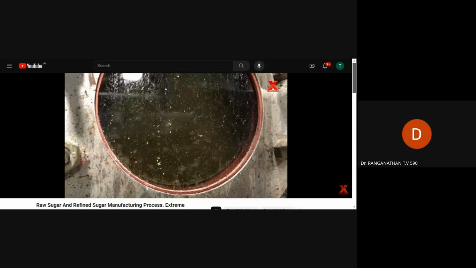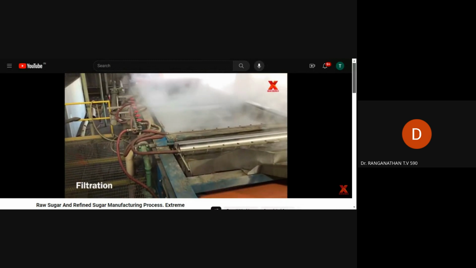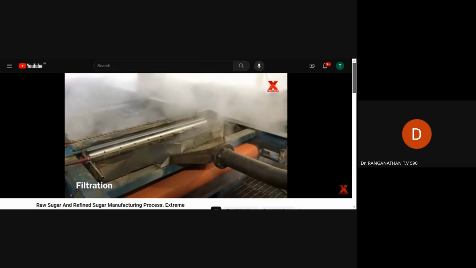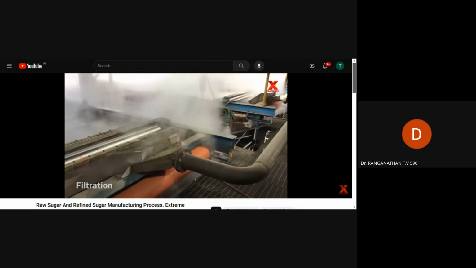This is the precipitate that you will get, right? When I treat it with lime and sulfur dioxide, this is followed by the process of filtration. Filtration requires a filter press only.